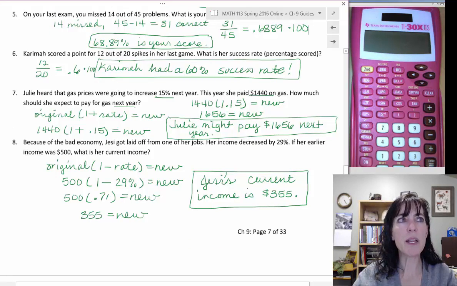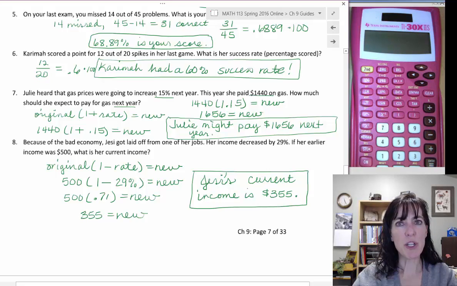Julie, her gas prices were going to increase, so here I use this original times the quantity 1 plus rate equals new. That's a form of our formula that we've been using, and it's a plus in the middle because it's a percent increase, and we're increasing by 15%, so I put that in as a decimal, 0.15, added it to the 1, and I got 1.15, multiplied it by that 1440, which is the original amount she was paying for gas, and came up with $1,656 as the new amount that she'll pay for gas in the following year.